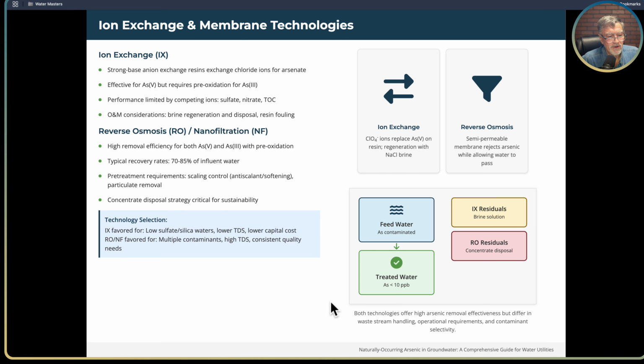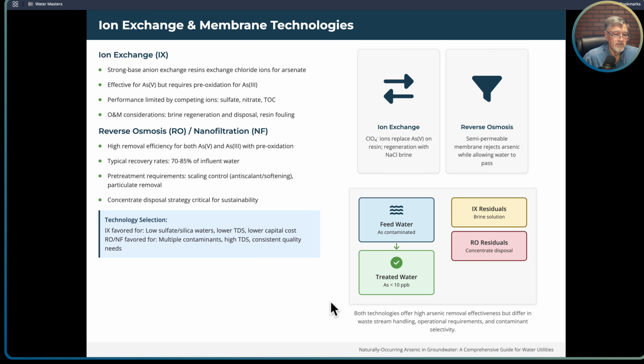RO, nanofiltration, high removal efficiency for both arsenic 5 and arsenic 3 with pre-oxidation, of course. And the typical recovery rate is 70 to 85% of influent water. There are pre-treatment requirements for scaling control, particulate removal, because this is microfiltration and nanofiltration. You really need to make sure you're not clogging your screens is what it comes down to. And concentrate disposal strategy is critical for sustainability.